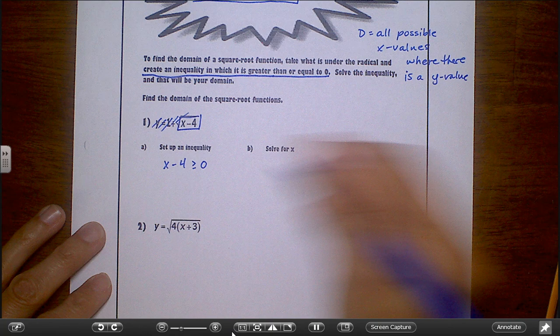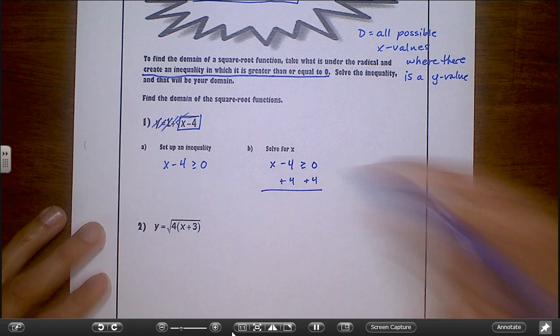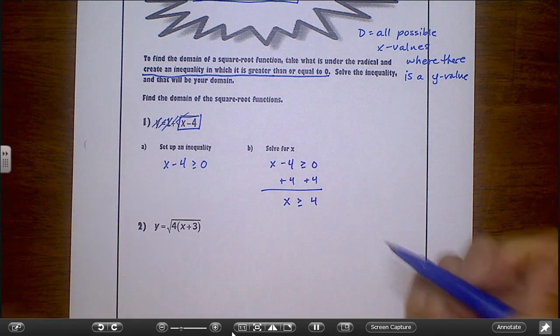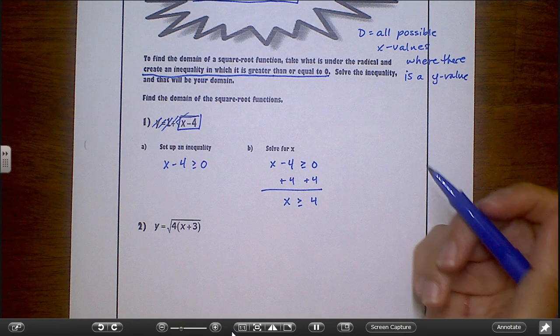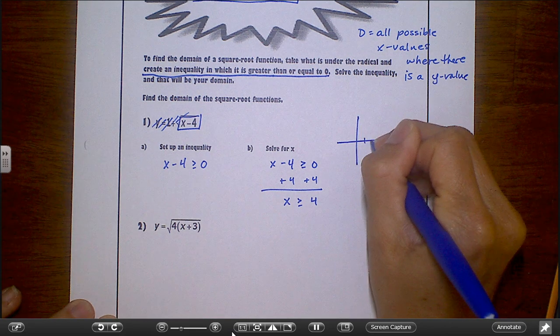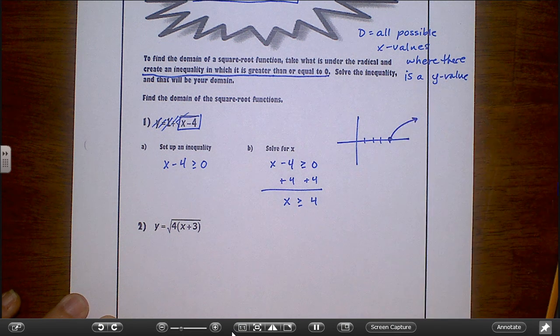So I just solve for x, right? If I have x minus 4 is greater than or equal to 0, I add 4 to both sides. It's like a one-step inequality. You guys are totally good at this. And I have x is greater than or equal to 4. So that means for all values greater than or equal to 4, sorry about my dog, that's where the domain will exist. So if you have this as a square root function, it won't start until 4, and then it'll go from there. Okay.